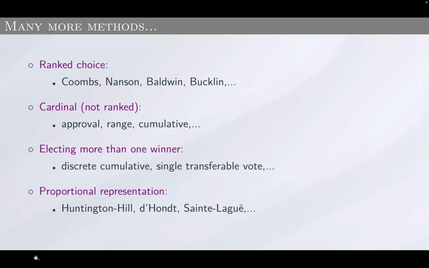Then there are proportional representation methods. You use the D'Hondt method in Bolivia, I believe, to again elect a slate of candidates, but trying to keep proportionality in mind, etc. So the list just goes on, and what's worse is that these methods not only can produce different winners, but they can actually exhibit strange behaviors.